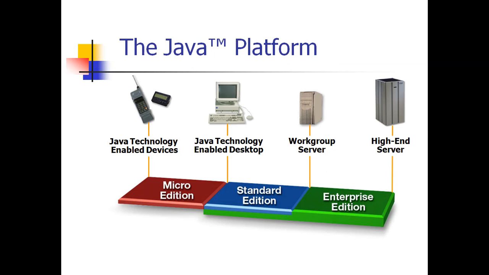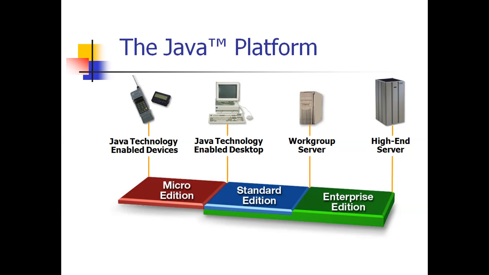And you can see this diagram also. Java technology enabled devices. Java is very important, and Java technology can be used on mobile devices, on desktops, on servers, and on workgroup servers as well as high-end servers. So the Java edition for smart devices or mobile devices is called Micro Edition. Java technology enabled devices are the mobile and other smart devices, and for this it requires Micro Edition.